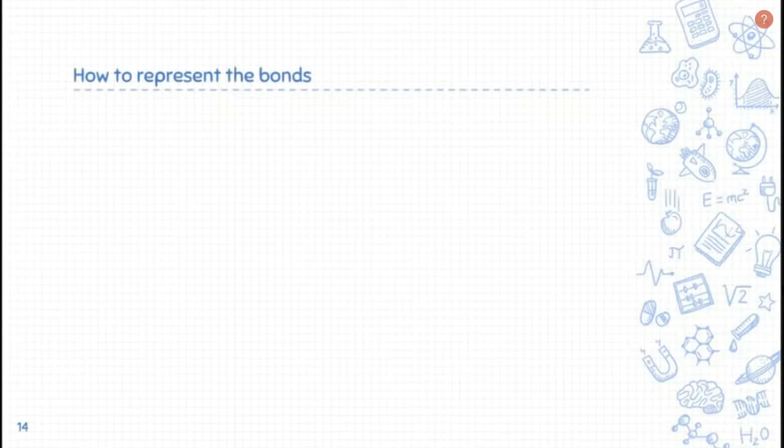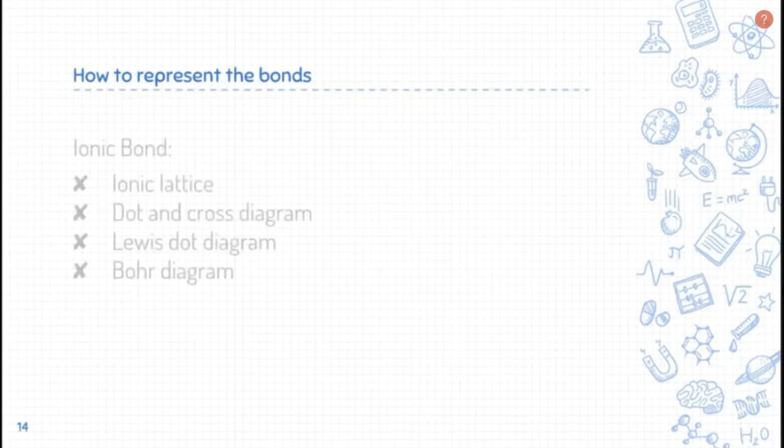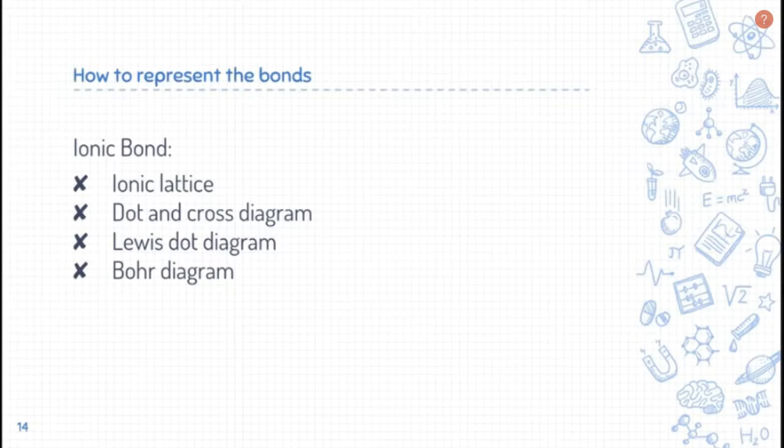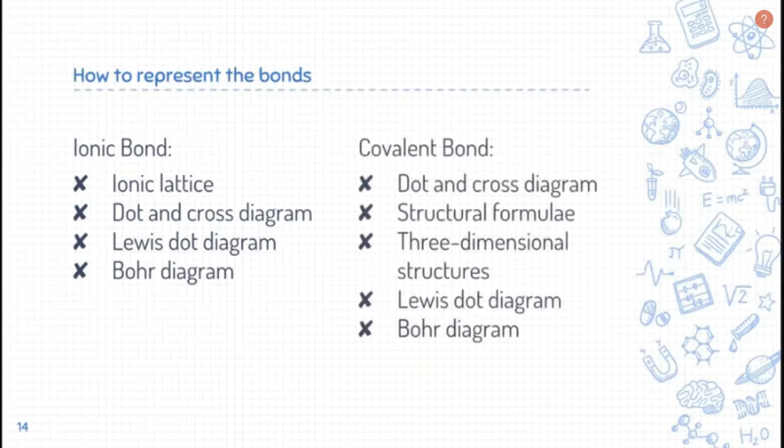So how do we present these two types of bonds? For ionic bonds, we can use an ionic lattice, dot and cross diagram, Lewis dot diagram, and the Bohr diagram. For covalent bonds, we can use a dot and cross diagram, structural formula, three-dimensional structures, Lewis dot diagram, and Bohr diagram. Okay, so here are some pictures of the diagrams.